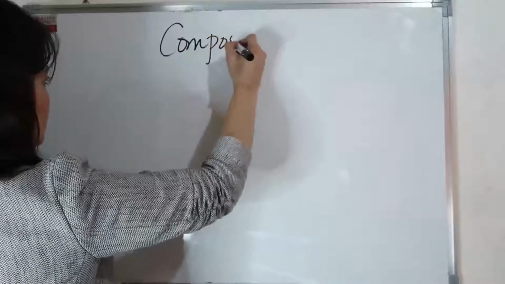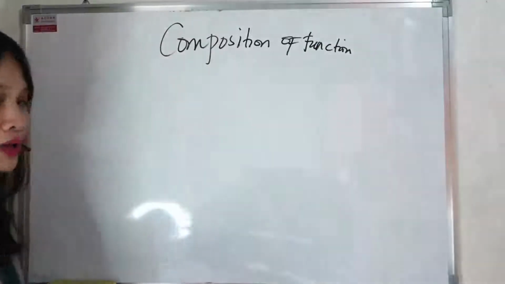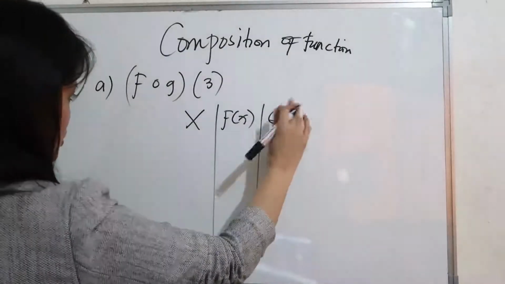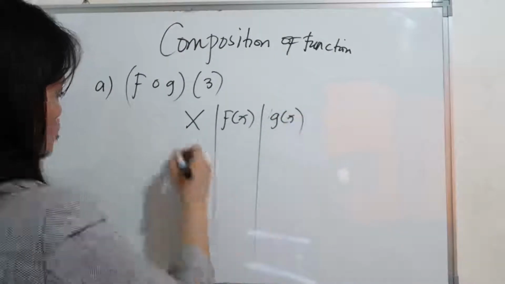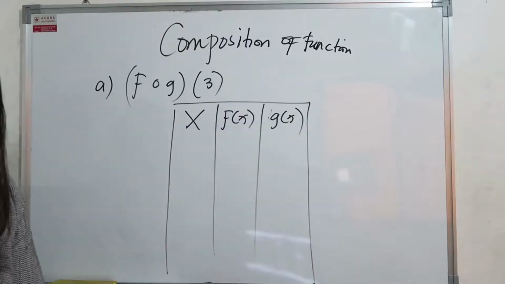So, composition of function. Okay. We will have a review or recall about the composition of function. Let's say the given is f of g of 3, using the table. Since some of you are asking for this one, we will have a review. Using a table, how do we evaluate this particular function?